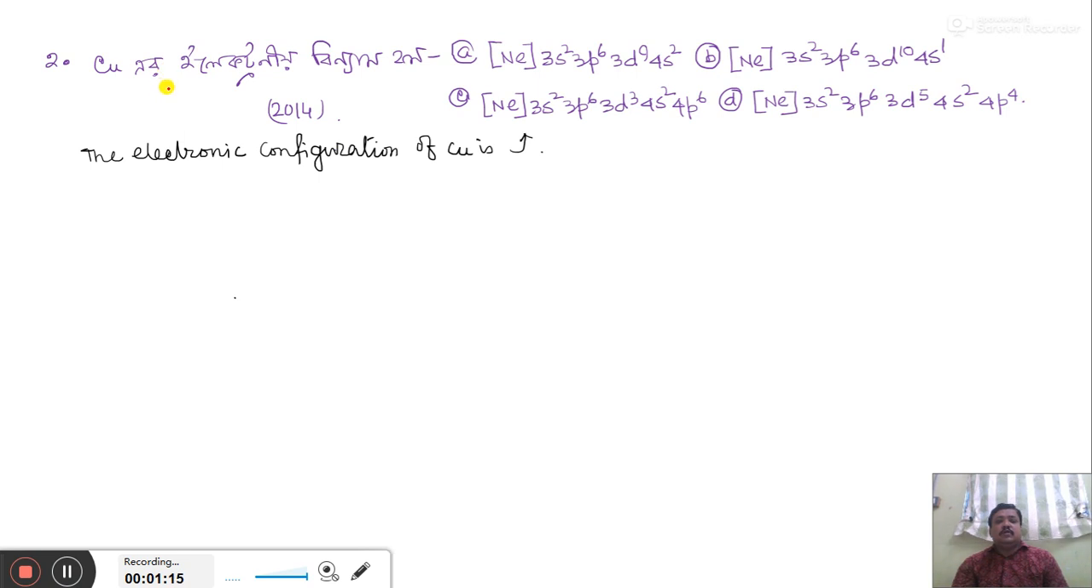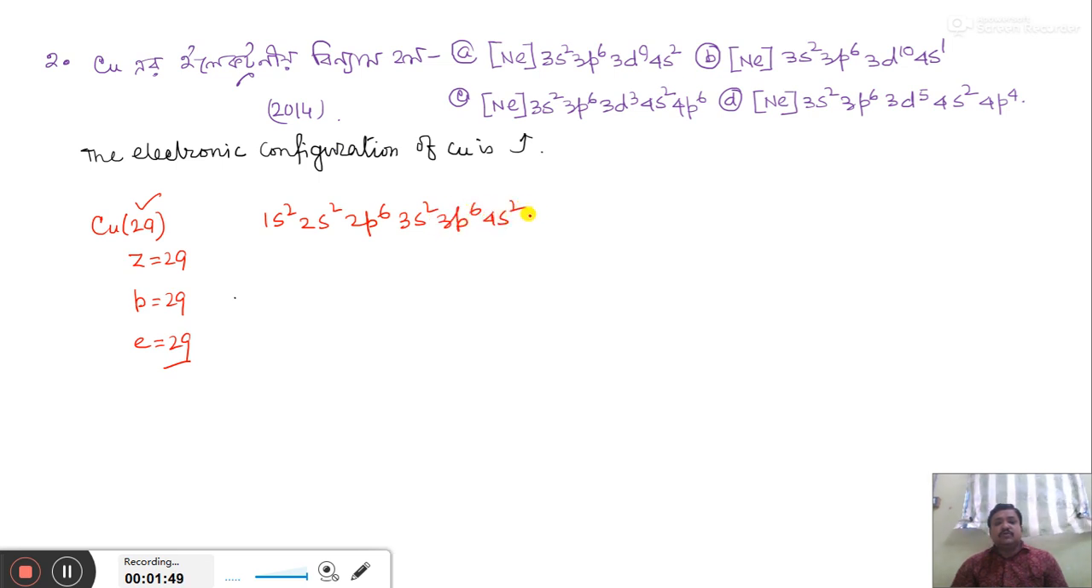The next question is: the correct electronic configuration of copper is the following one. Now we know copper has atomic number 29, so 29 protons and 29 electrons are present. So the configuration is 1s2 2s2 2p6 3s2 3p6 4s2 3d9.